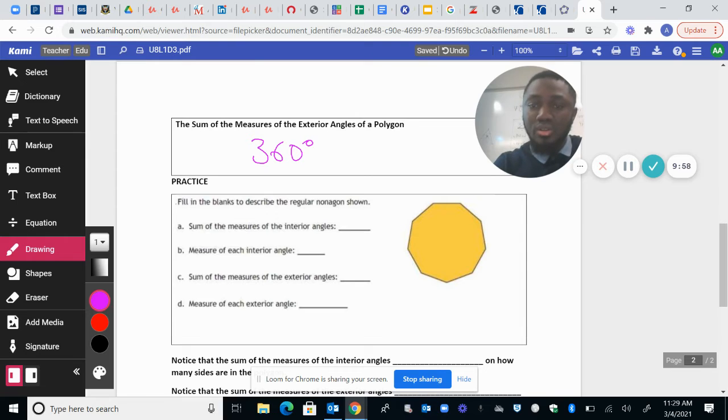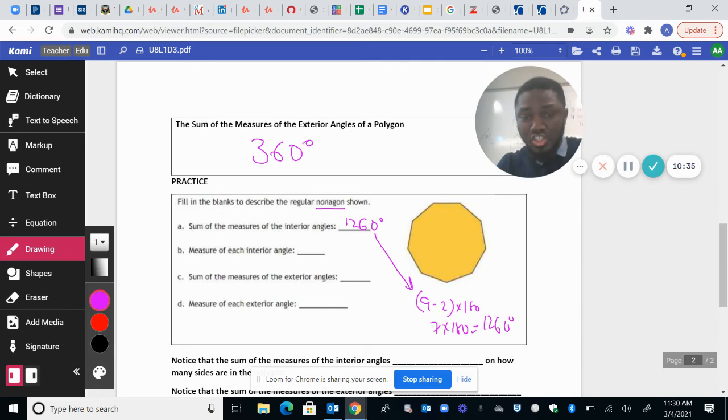This polygon has how many sides? 1, 2, 3, 4, 5, 6, 7, 8, 9. So it's a nonagon. It has 9 sides. So the sum of interior angles, our n is 9. 9 minus 2 times 180, and that's 7 times 180, which is 1260 degrees.